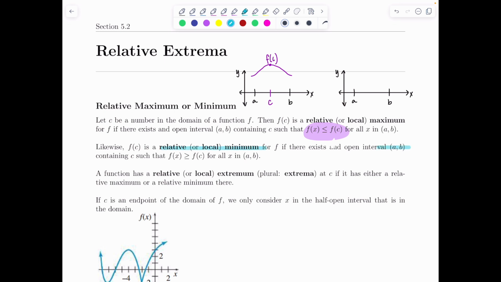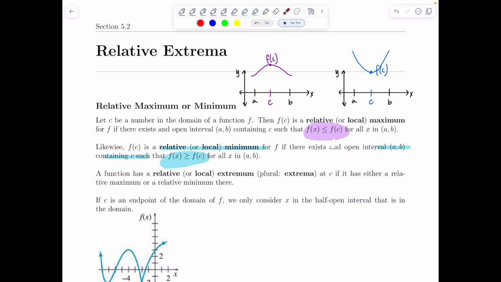Similarly, our definition for a relative or local min is that there's some open interval, again a to b, containing c such that f of x is greater than or equal to f of c for all x in that interval. Again, if you want to read it as f of c is less than or equal to f of x, that might be helpful. c is on this interval. Say this is f of c. Now f of c is smaller than or equal to all the function values on that interval. Oh yeah, that looks like a local min.